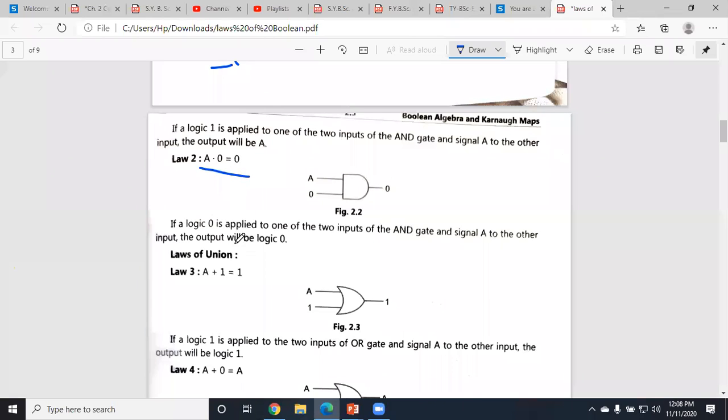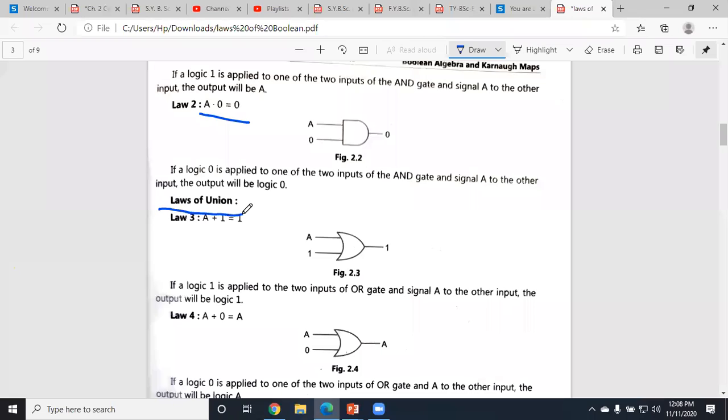Great. Now see, the next law is the law of union. What is the law of union? If you are adding any variable with 1, the answer will be 1 only. Why? Because the value of A is going to be either 0 or 1. If I add 0 with 1, what will be my answer? 1. If I add 1 with 1, what will be my answer? 1. So no matter what the value of my variable is, if I'm adding that variable with 1, the answer will be 1 only. Correct?